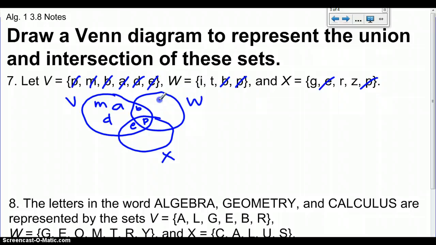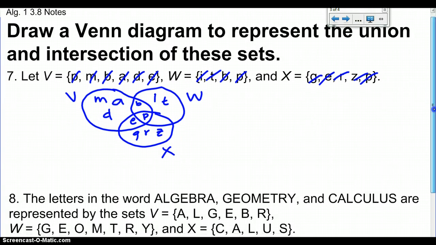I is only in W, so we could put I there. T is only in W, so we put it just in the W section. And then G, R, and Z are only in X. And we could cross those off so all the letters are represented in our Venn diagram.